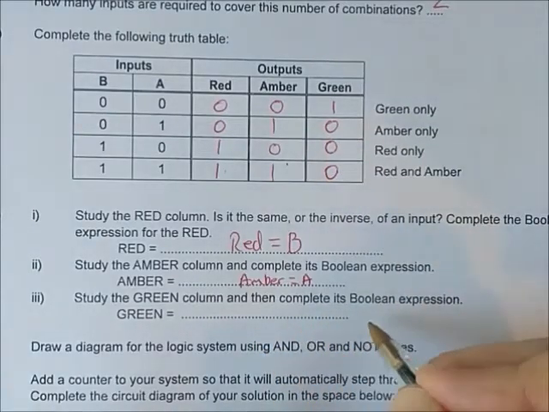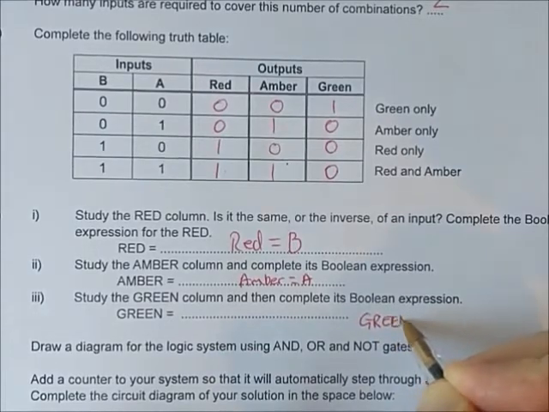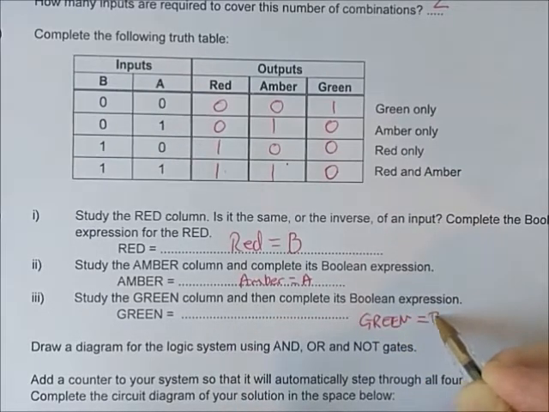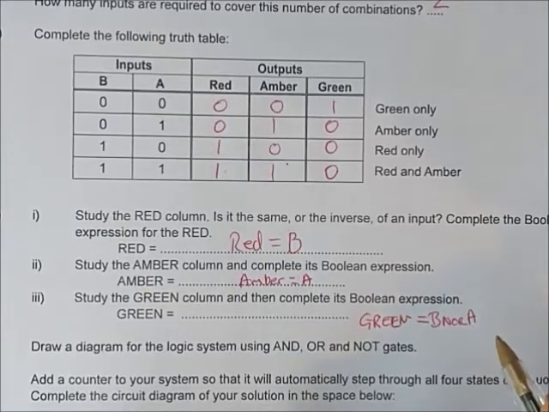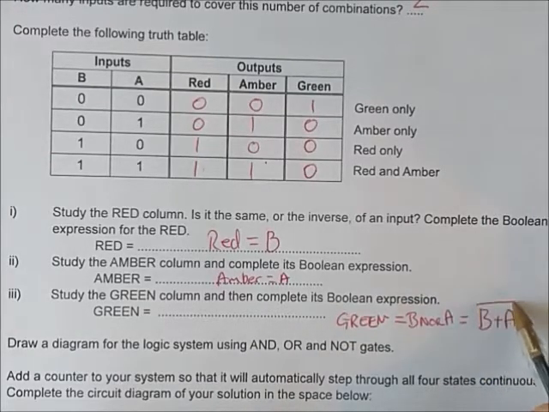So I can put down here that green equals B NOR A. Now in Boolean notation, that means that it's B or A, not. So it's a weird way around to do it, but it's B or A and then it's not that. So that is a NOR gate there for B and A.